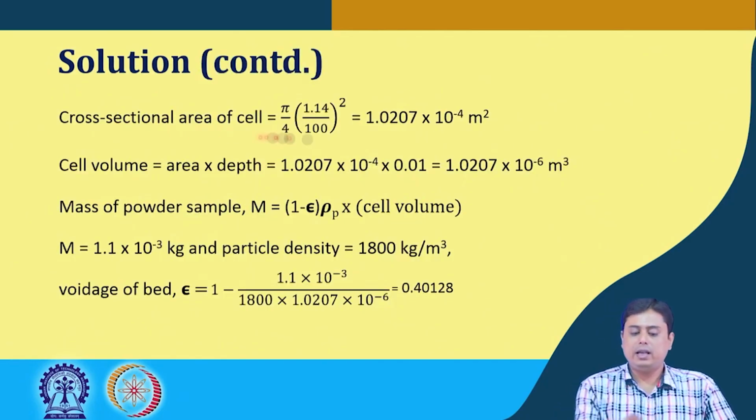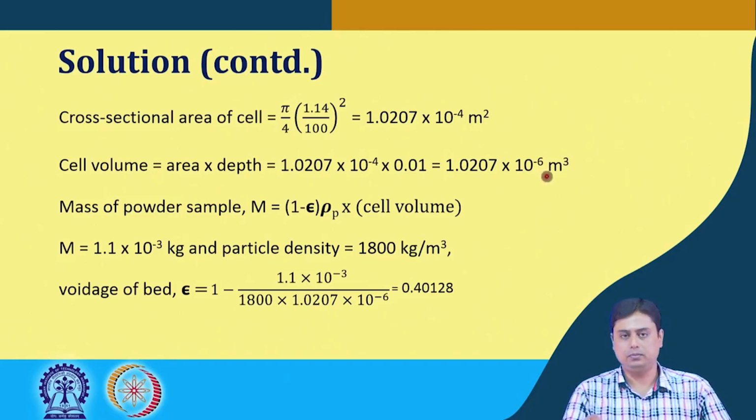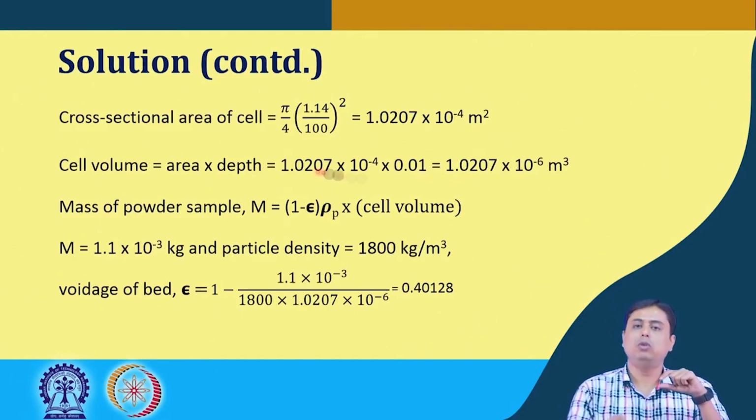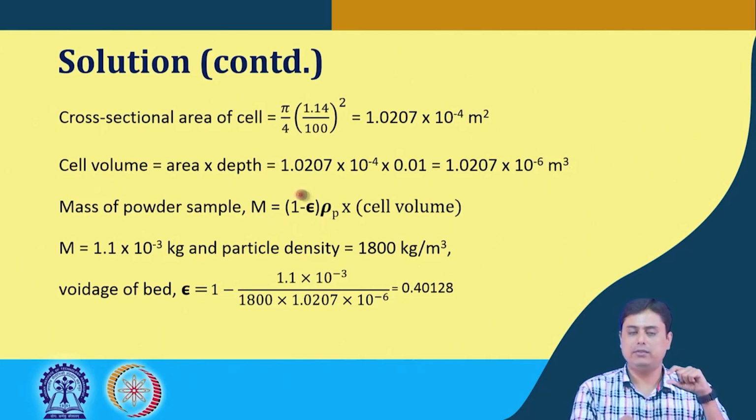The cross sectional area of the cell that we have calculated is simple. We can calculate then the cell volume. What is the cell volume? Because the bed height is also given. Okay, that this 1.1 gram of particles, if it is stacked in that cylindrical apparatus, what would be the volume of the total cell? If we know the volume of the cell, we know the mass of the cell multiplied by the rho and 1 minus epsilon.